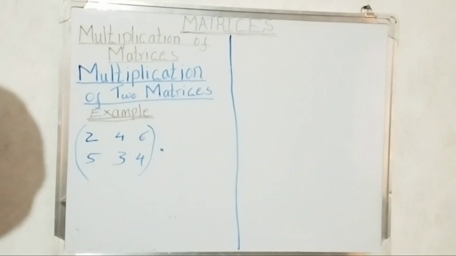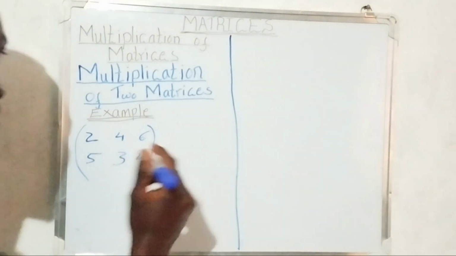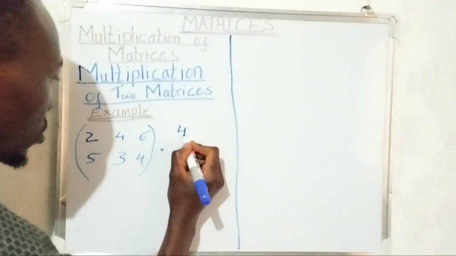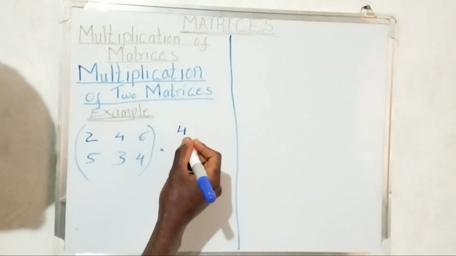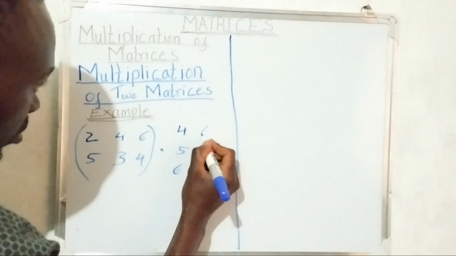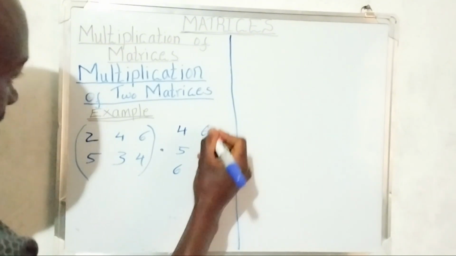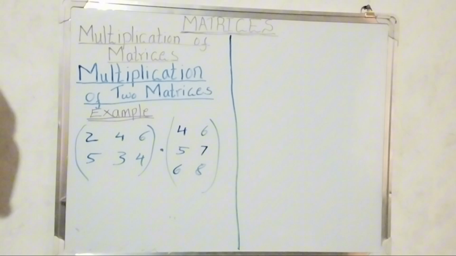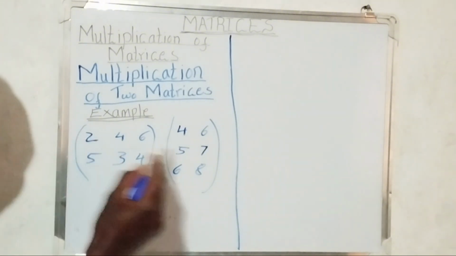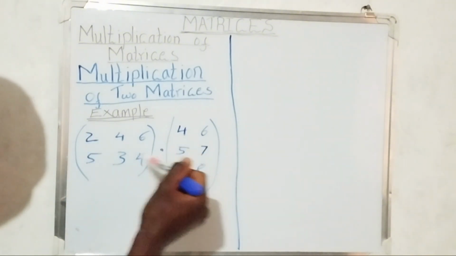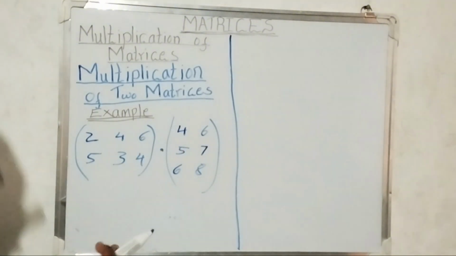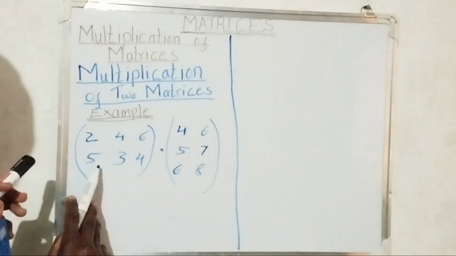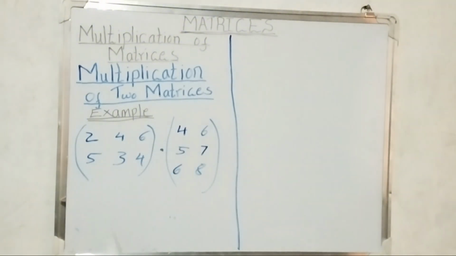So let's take an example of 4, 3 rows, 5, 6, and we want it to have two columns: 6, 7, 8. How many rows? 1, 2, 3. 3 rows. 1, 2 columns. So since this matrix has 3 columns and this one has 3 rows, we are able to multiply them to get an answer.